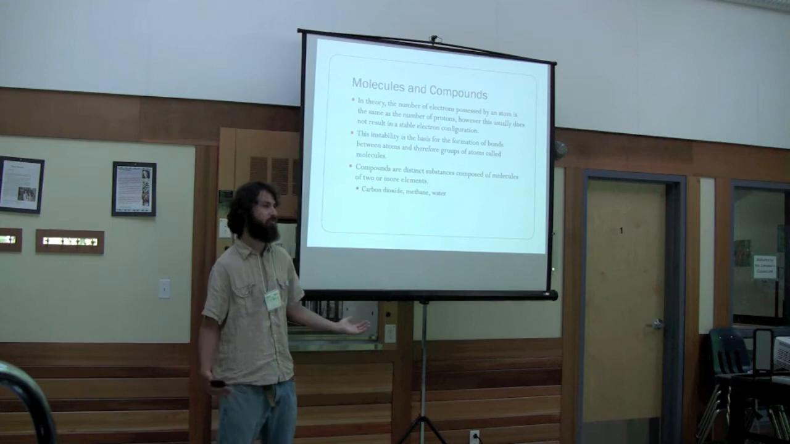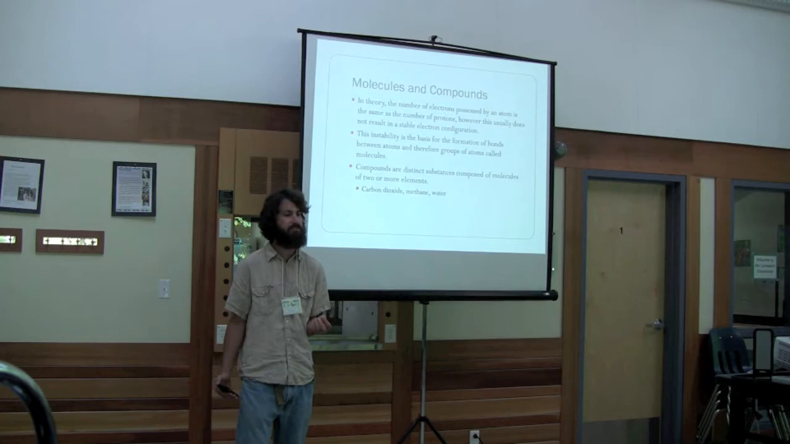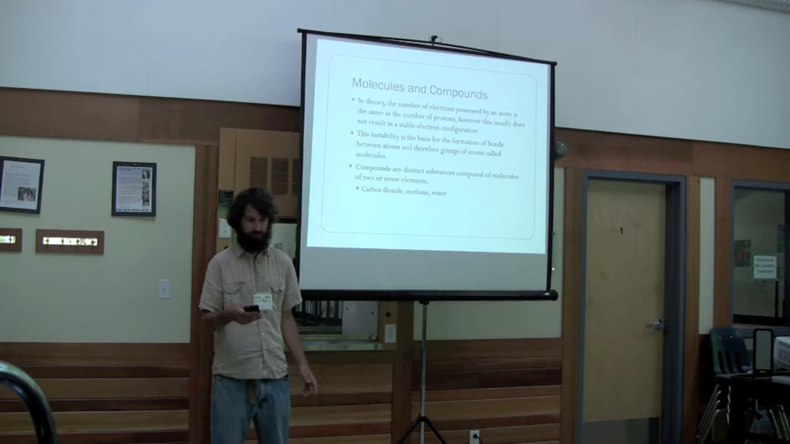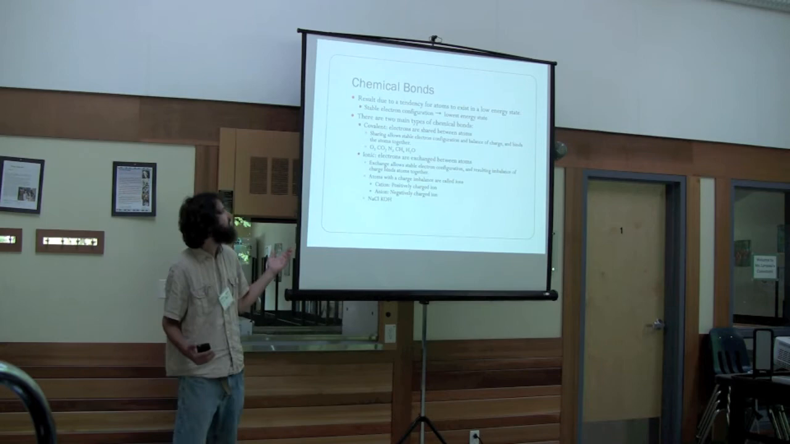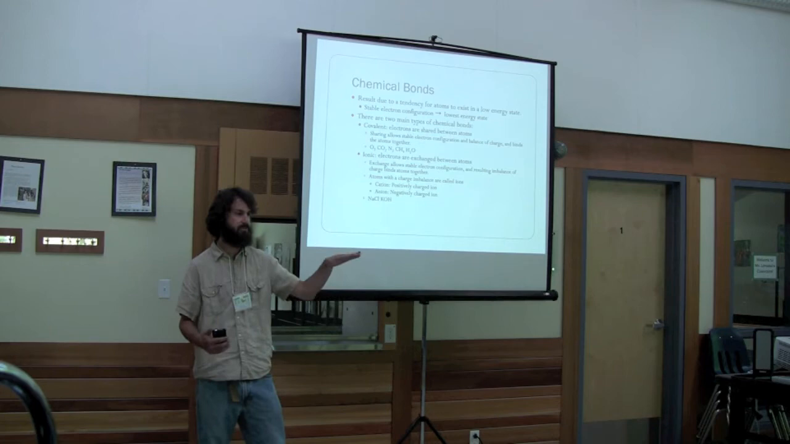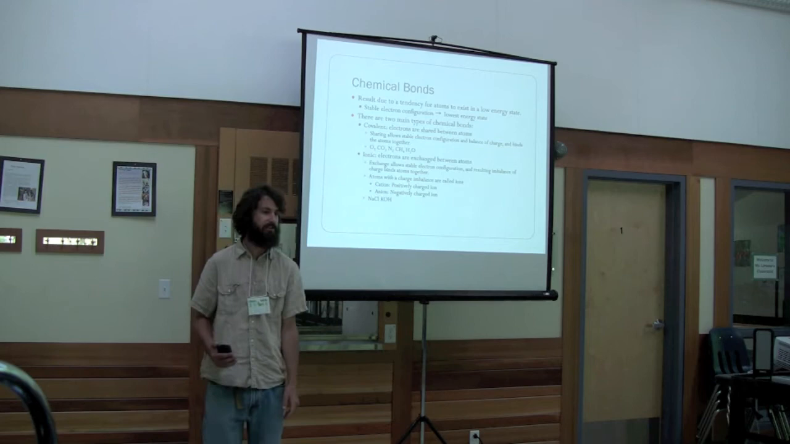A compound is a distinct substance composed of molecules made of two or more elements. An example would be carbon dioxide, which is composed of carbon and oxygen, methane is carbon and hydrogen, and so forth. A little bit more about chemical bonds: they result, like I said, from the tendency for atoms to exist in a low energy state. It's kind of like water flows downhill. Well, energy in chemistry likes to flow downhill. Everything wants to go into the lowest possible energy state, and for atoms, that means a stable electron configuration.